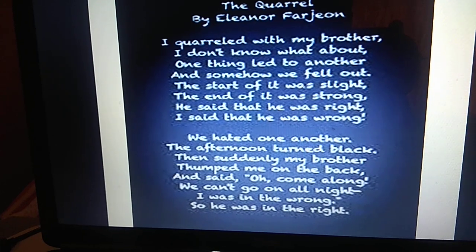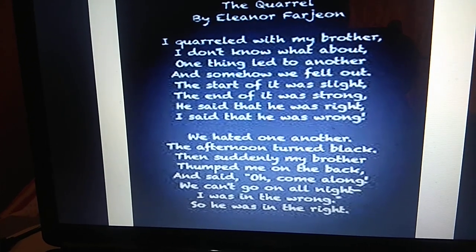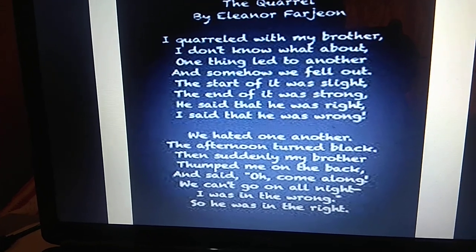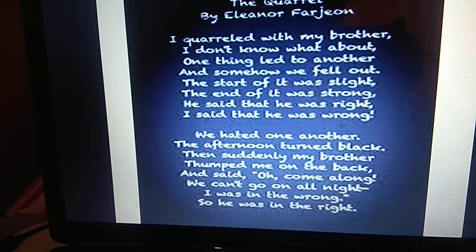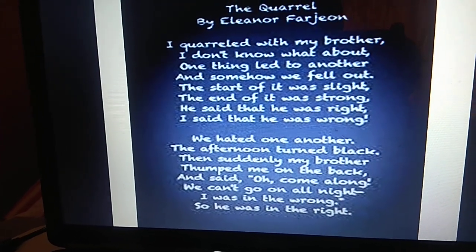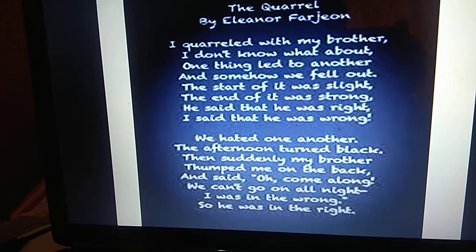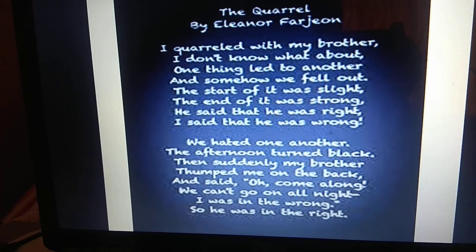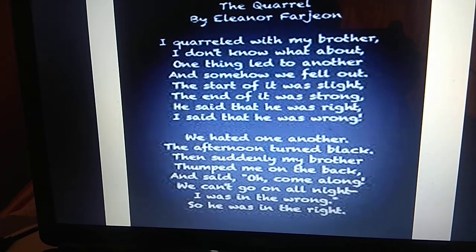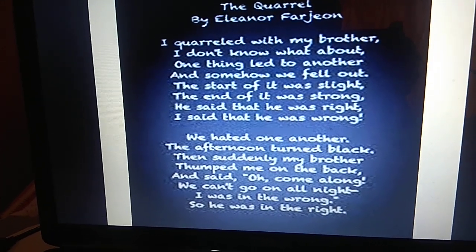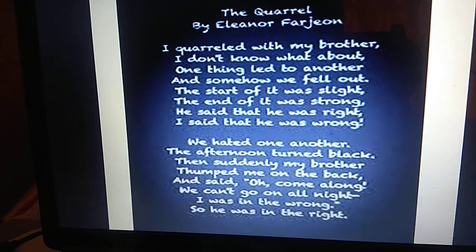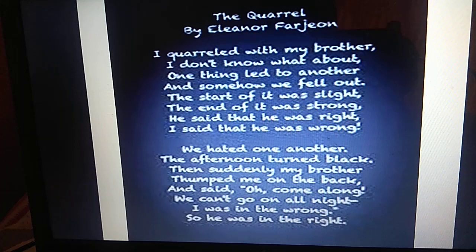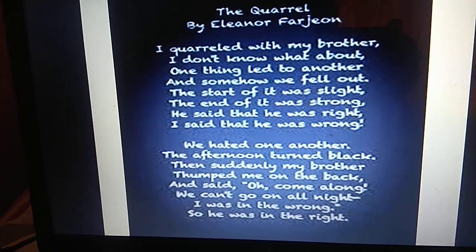Then suddenly my brother thumped me on the back. Suddenly my brother came and he thumped me. What did he do? He patted my back and said, "Oh, come along. We can't go on all night. I was in the wrong, so he was in the right." And then I realized that he has ended the quarrel and now he is correct and I was wrong.